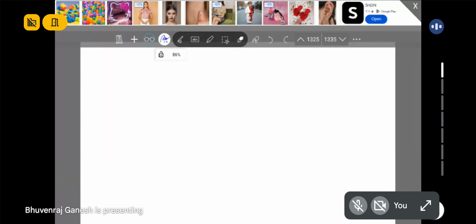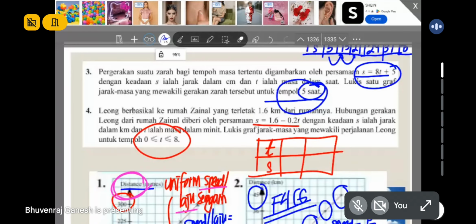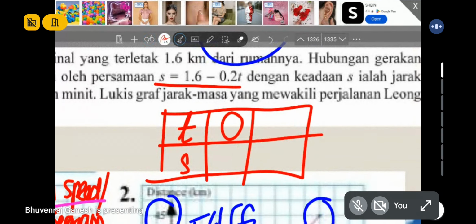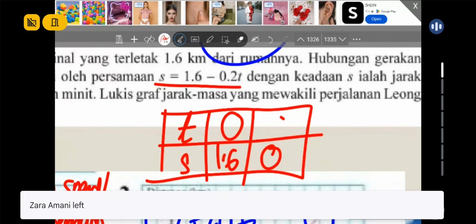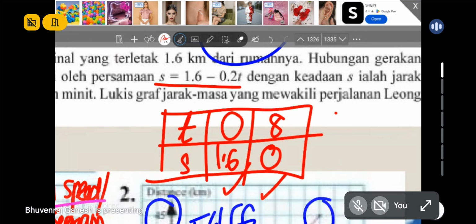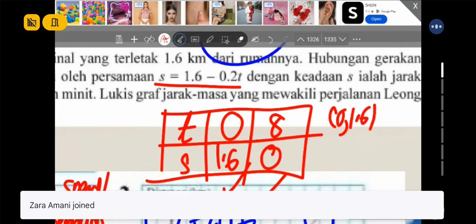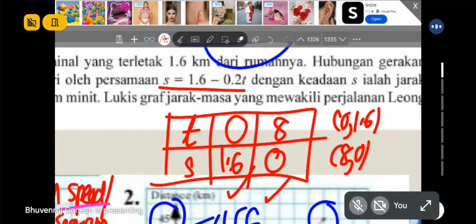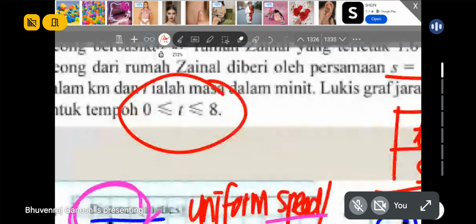Okay, so continue. Next one. Question 4. Come back to this. Whenever you guys want to draw a straight line, paling senang, kamu kata T sama kosong, kamu kata S sama kosong. Very simple. So when T is 0, your S is 1.6. When S is 0, your T is equal to 8. So you just need to plot 2 points. You just plot 0, 1.6, and 8, 0. Kamu plot dua coordinate ni lah. Cukup.